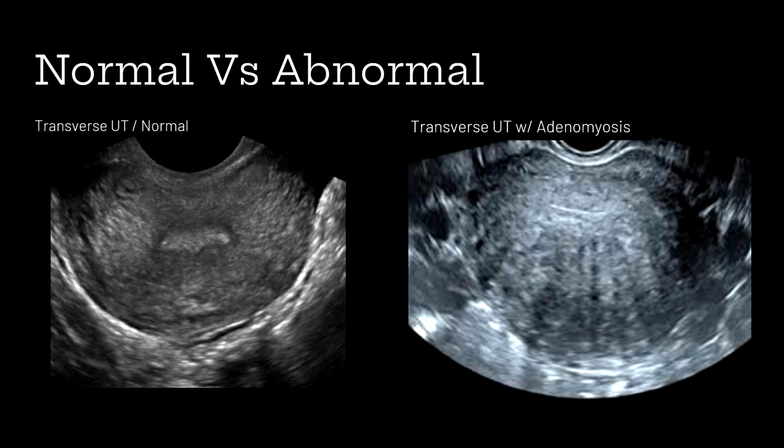Normal versus abnormal in the transverse views. Normal on the left, abnormal on the right, and you can see the anterior posterior asymmetry. In comparison, the Venetian blind sign, the dark light, is on the right, and the normal image is on the left.